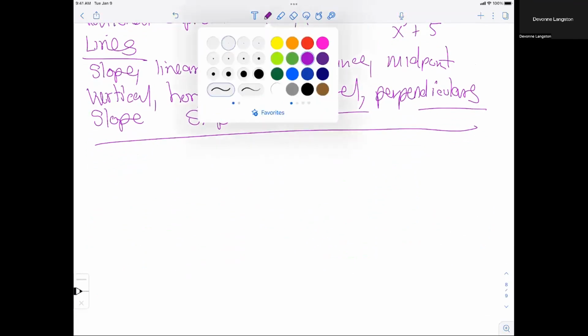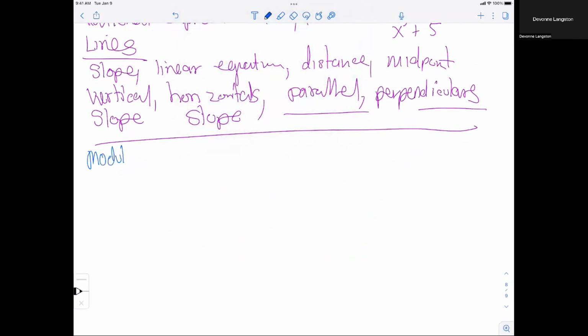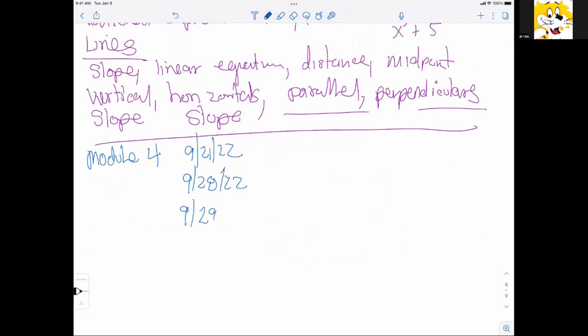Module 4. We had multiple videos for module 4. 9/21/22, there was a video. 9/28/22, there was a video. 9/29/22, there was a video. And what did we go over on these videos? We went over lines. We went over quadrants. We did 2 points. And then from those 2 points, we got a line. We found slope. We found the midpoint. We found distance.